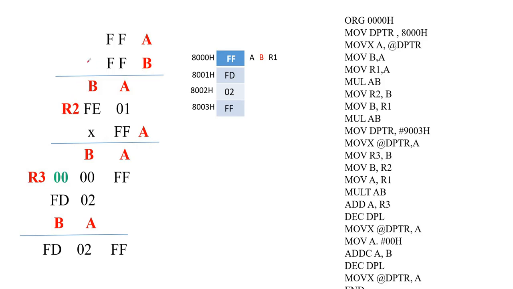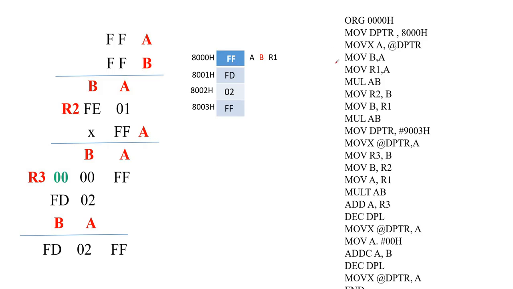But already B is having FE, and this is the important data, and here we don't want to lose this data because it will be needed for the next multiplication. That is, we need to multiply again FE and FF. So what we'll do is we will save this data. So we need to store the contents of B register into any of the general purpose registers. So I will use register R2. We will store the content of register B into the general purpose register R2.